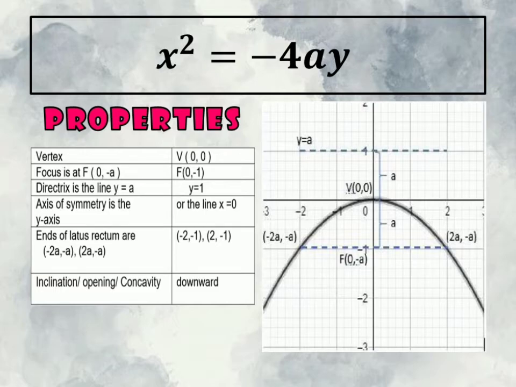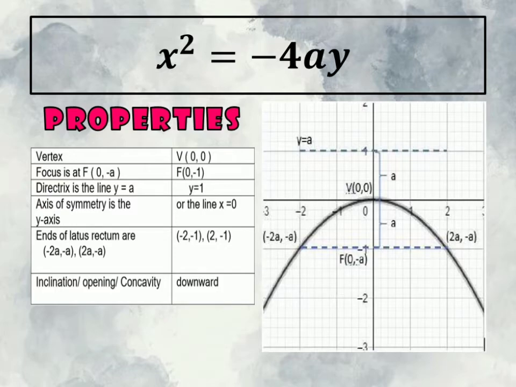So our directrix is y equals 1 after substituting the value of a. The directrix is located here, the broken line above the curve of the graph. The axis of symmetry is the y-axis.